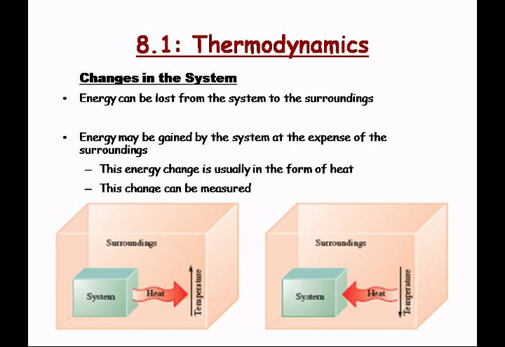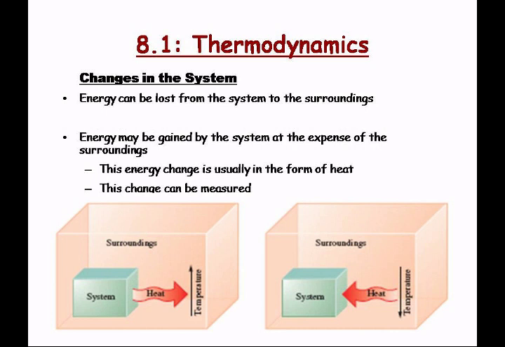But anyways, recall in any experiment, you've got two different places in the universe, right? So the universe is composed of two different areas, the surroundings and the system. The system is whatever you're working on. The surrounding is everything else in the universe.